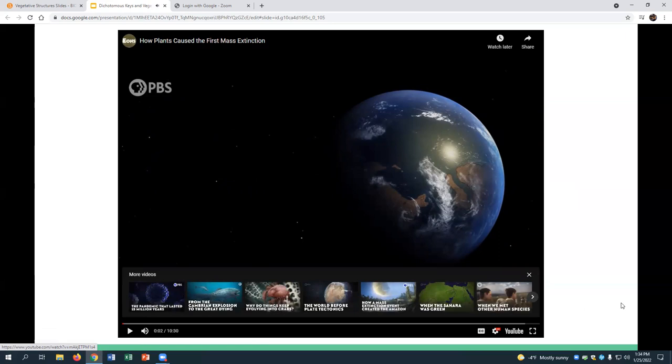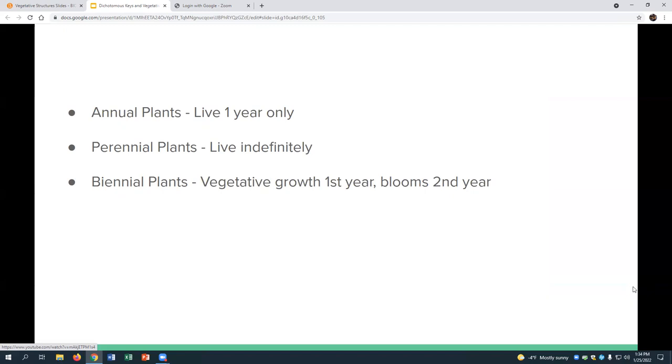There we go. Okay, so now we're going to talk about some plant terms. Basic planting terms. You'll see these three words used often in a sort of agricultural context. So when we talk about annual, perennial, or biennial plants, what we're talking about is the plant's lifespan.